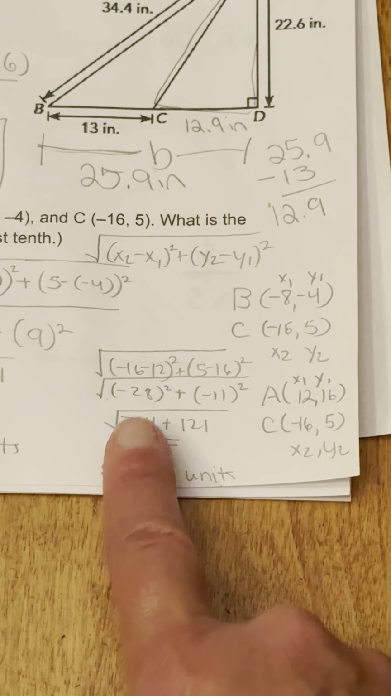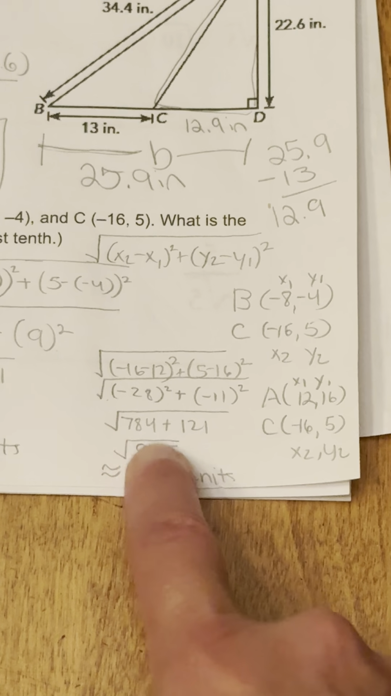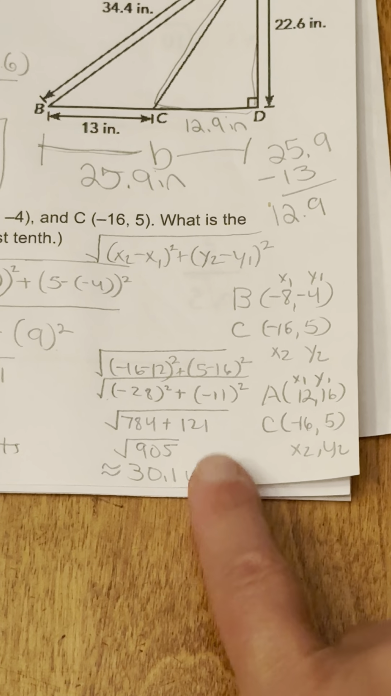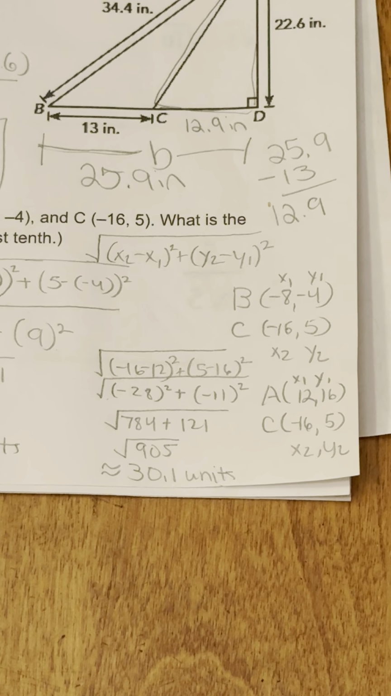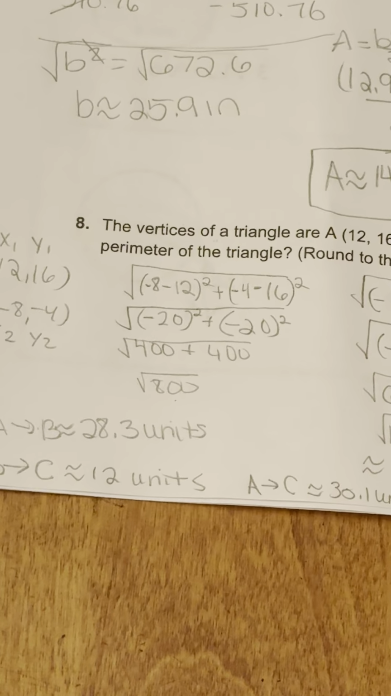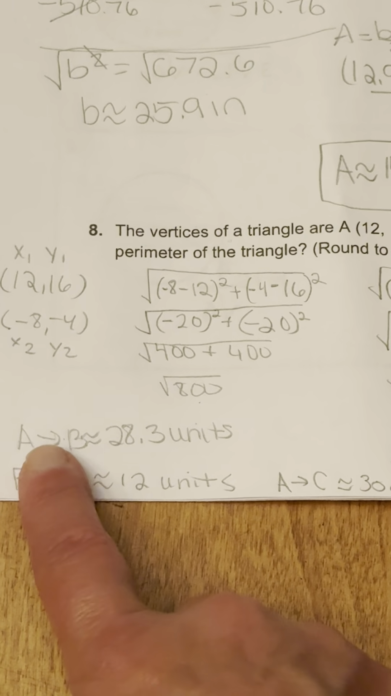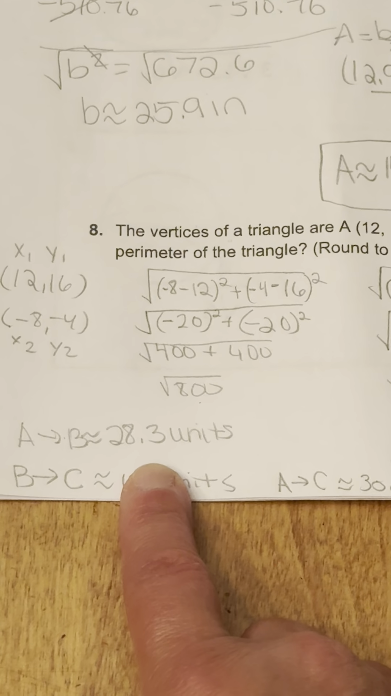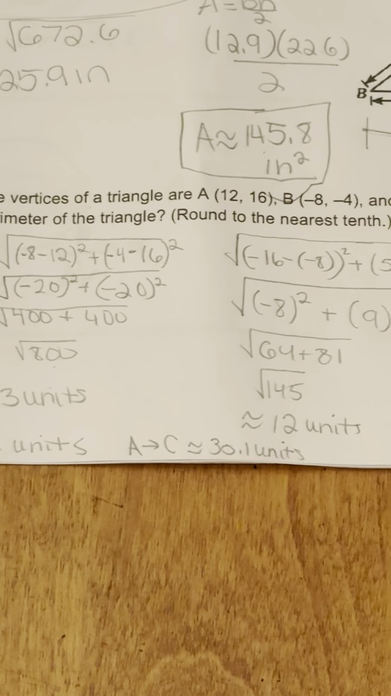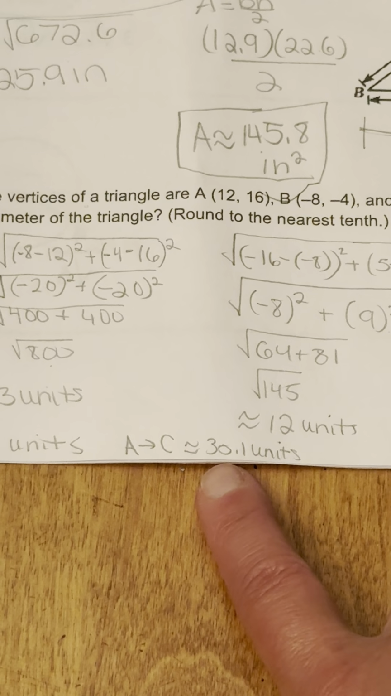When I do all the math, this is negative 28 squared, which gives me 784. The other one is negative 11 squared, which gives me 121. Add those two together and then square root that final answer, which gives me roughly 30.1 units. So now I'll give you the rundown. From A to B, the length is 28.3 units. From B to C, the length is 12 units. And from A to C, it's 30.1.